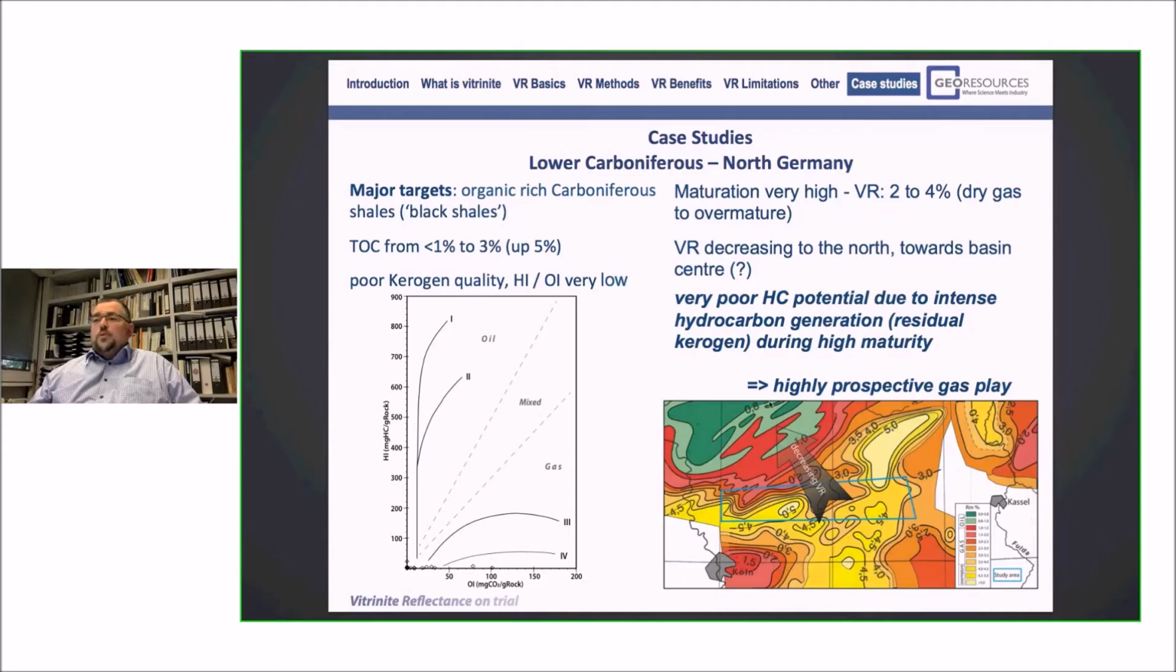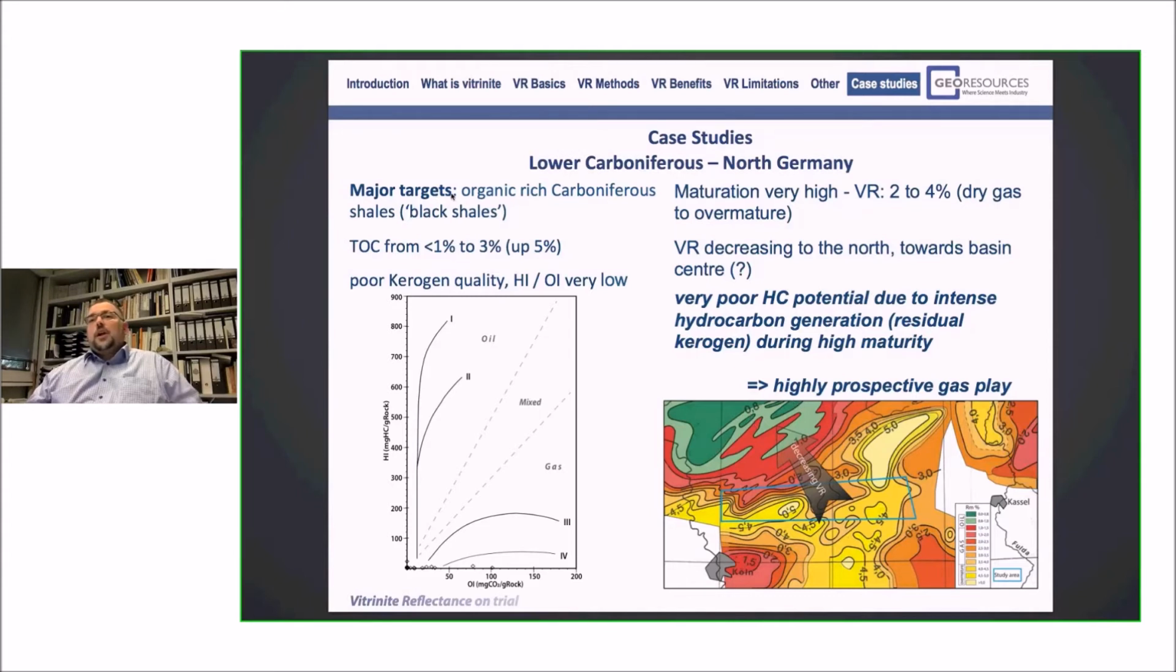And this part here is a part of the maturation map from the North German basin. So the North German basin goes up here to the north. North Sea would be somewhere over here. And here we have the southern margin of the North German basin. And you see here these reddish and yellowish colors are gas to over maturation, while the greenish colors over here are towards oil window maturation.